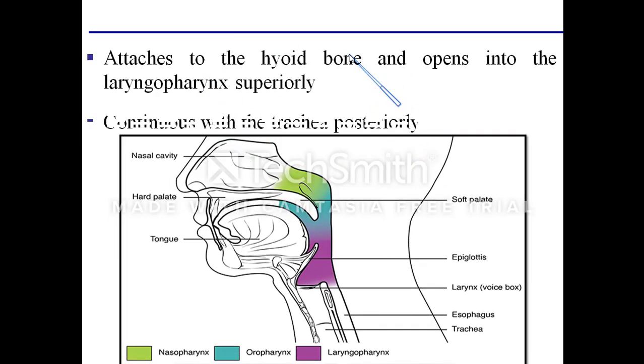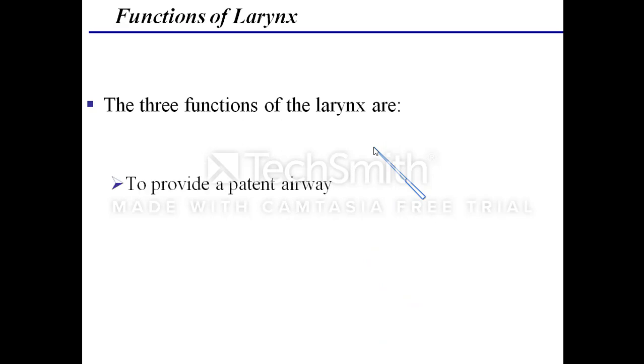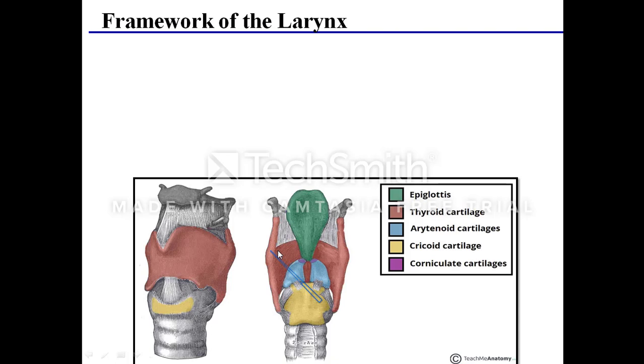This larynx is attached to the hyoid bone, and superiorly it is opening into the laryngopharynx and posteriorly it is opening into the trachea. There are 3 basic functions of the larynx. First is to provide a patent airway. Second is to act as a switching mechanism to route air and food into the proper channels. And third is to function in voice production. These basic functions are performed by the different framework of the larynx.